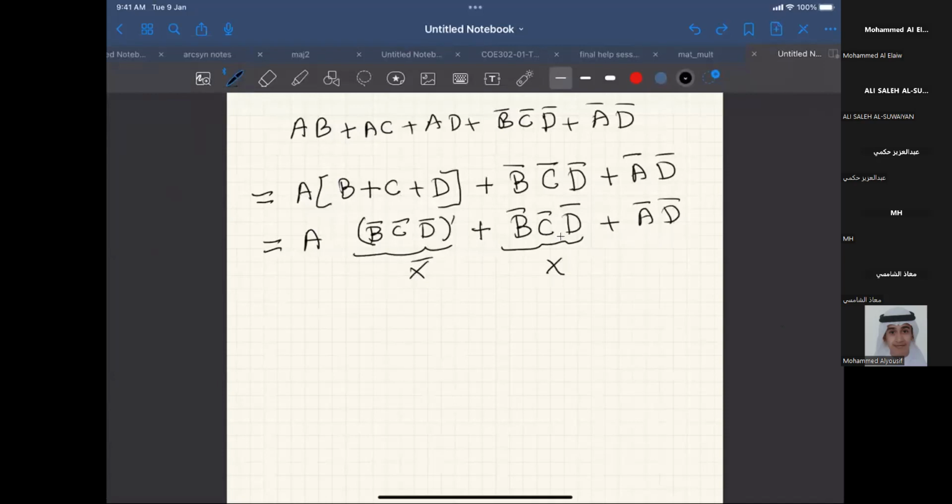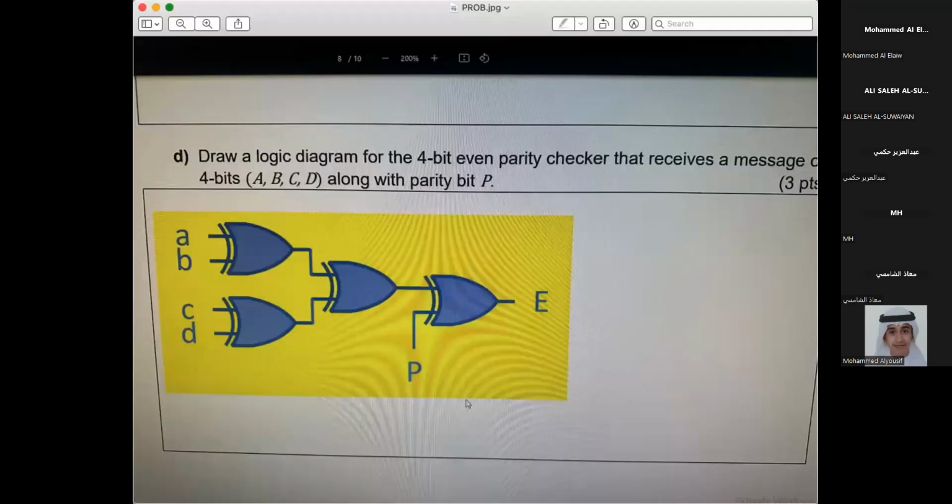I have here Rashid. This is a nice question. We would like to draw the logic diagram for the 4-bit even parity checker that receives, the question is not complete, but anyway, we want to generate an even parity checker that receives a 4-bit message ABCD along with the parity bit.